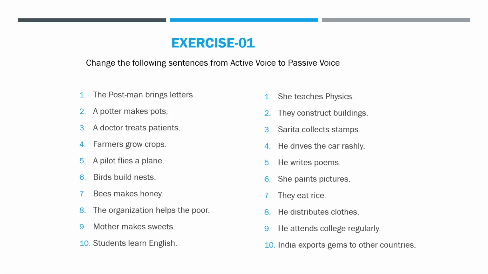So the next one is a potter makes pots. A doctor treats patients. Farmers grow crops, right? So all these are plural. So you will be using the be form verb before the V3 form. Are will be used. Now look at the next one. A pilot flies a plane. So plane is singular object. When it changes to the subject, a plane is, what is the V3 of fly? Flown. A plane is flown by a pilot.